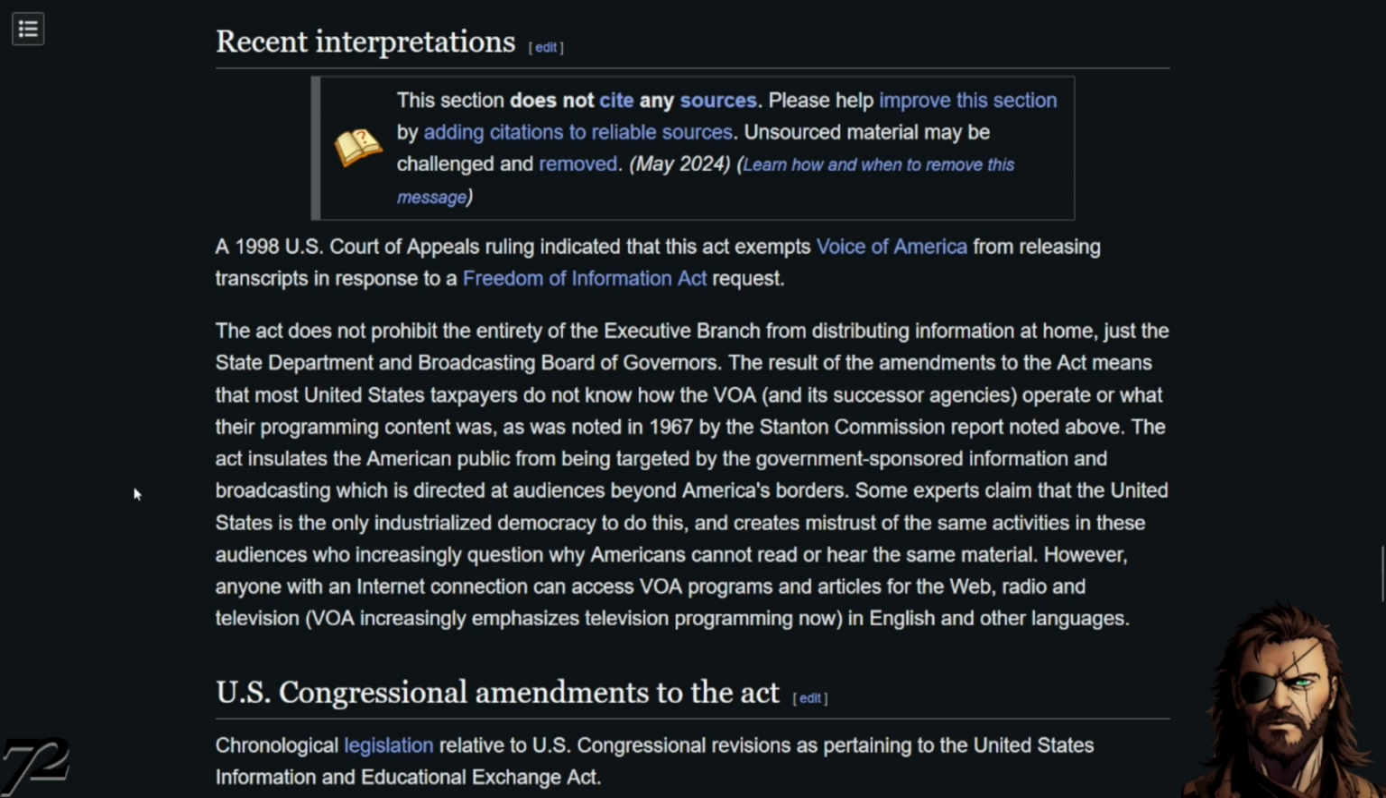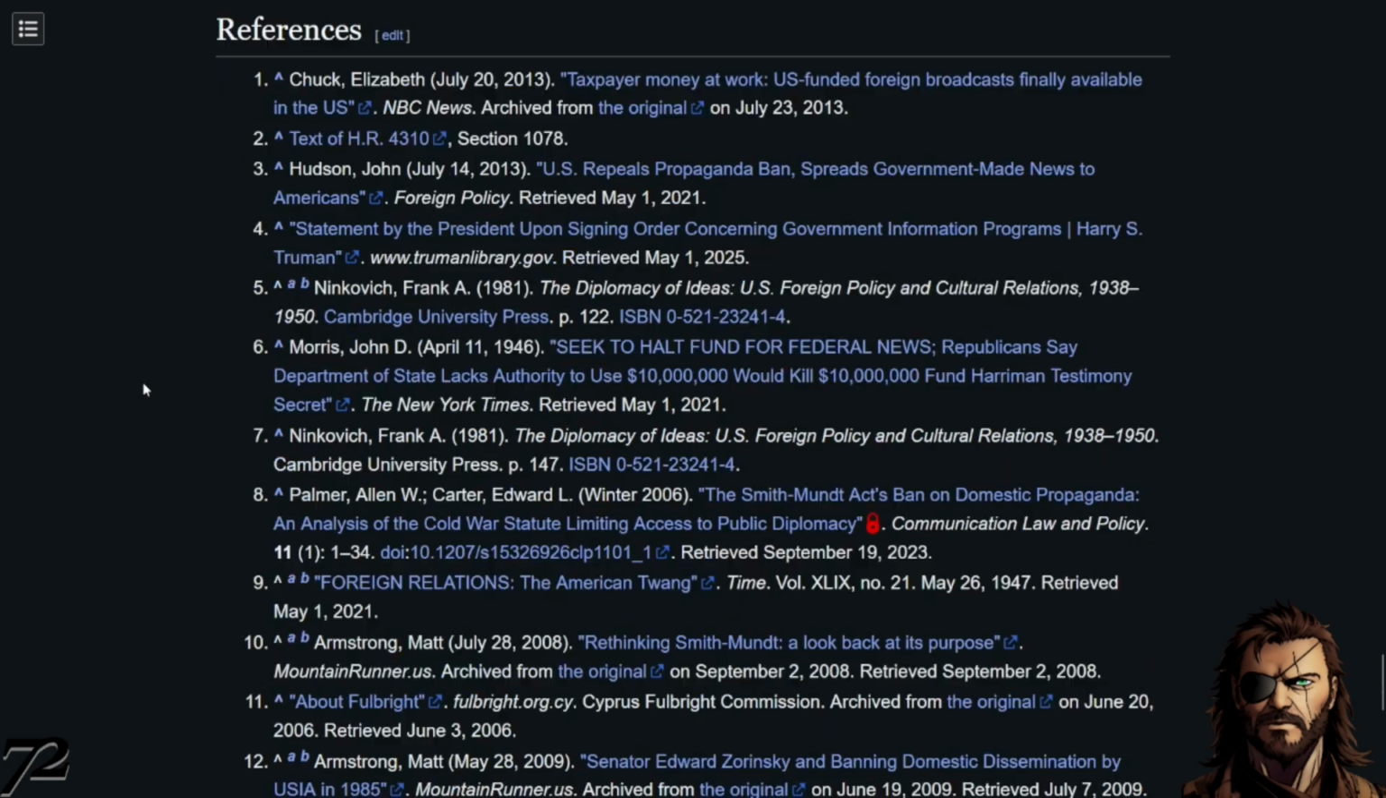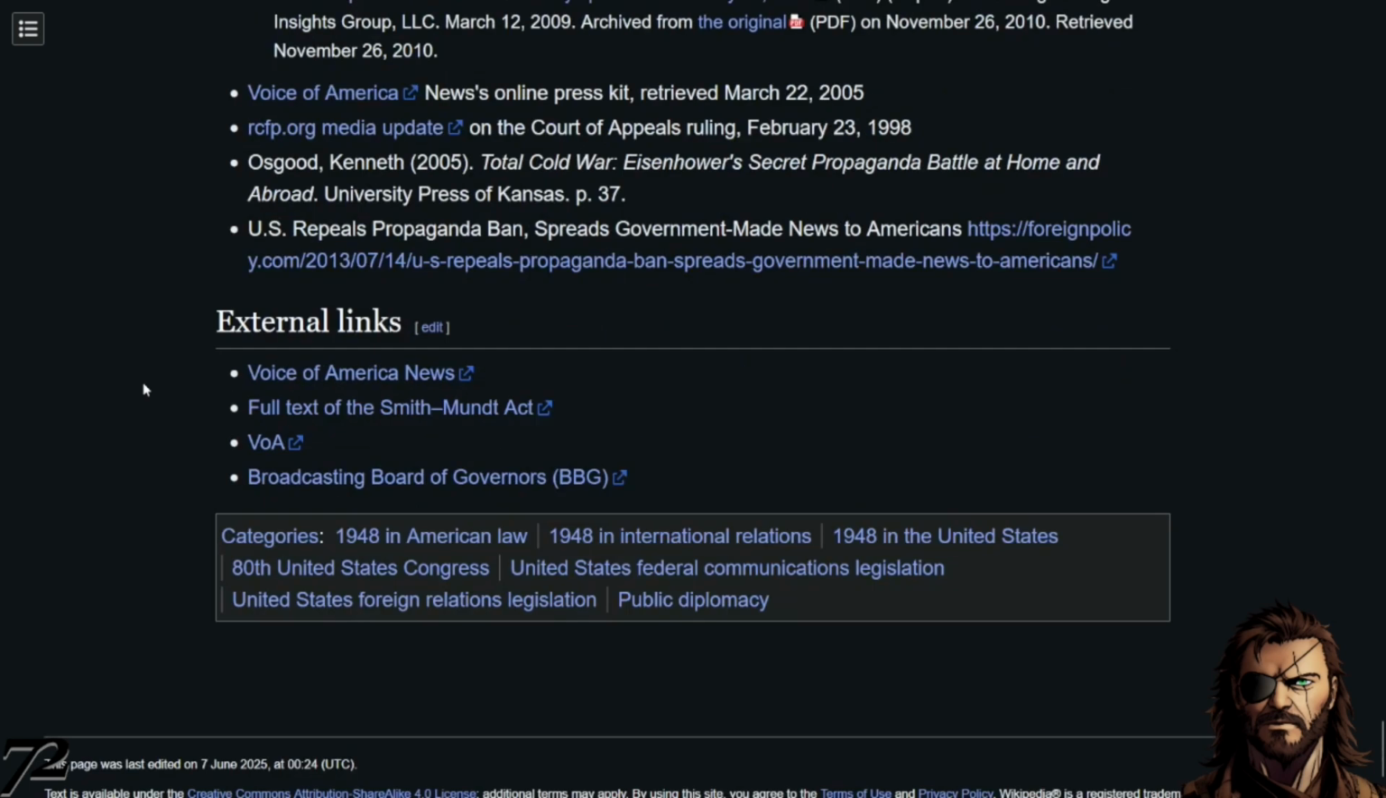However, anyone with an internet connection can access VOA programs and articles for the web, radio, and television. VOA increasingly emphasizes television programming now, in English and other languages. U.S. Congressional Amendments to the Act. Chronological legislation relative to the U.S. Congressional revisions as pertaining to the United States Information and Educational Exchange Act.